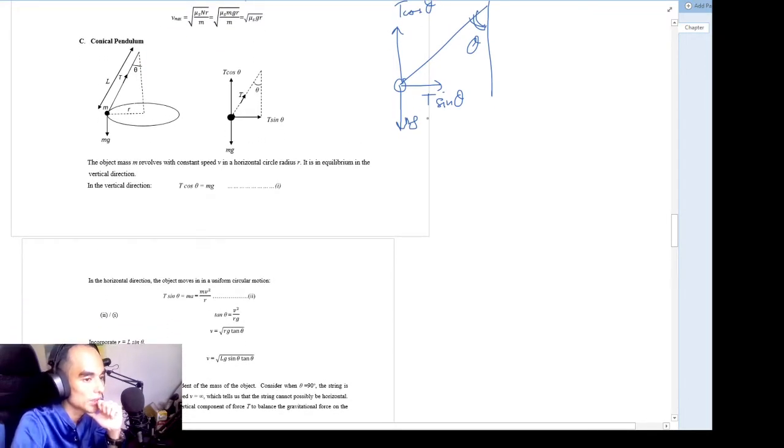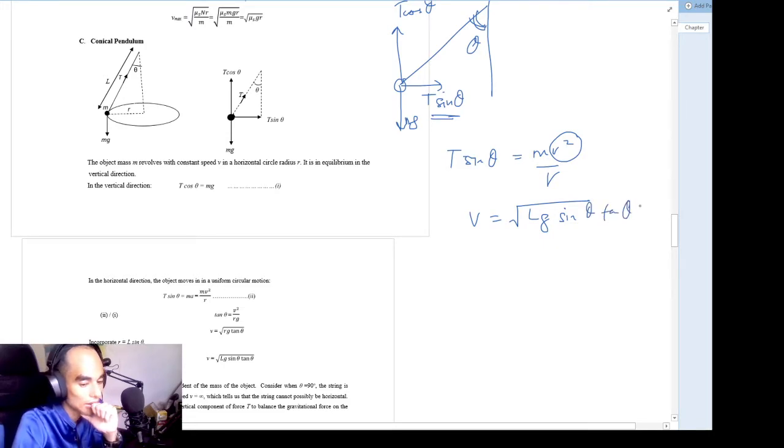So T sin theta over here, the tension pointing to the right side, to the center of the circular motion. T sin theta equals the centripetal force, or mv squared over r. So for the conical pendulum, you can also find the speed. From here, you can rearrange to get v equals the square root of L g sin theta tan theta.